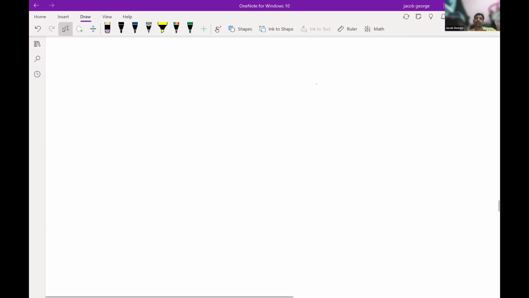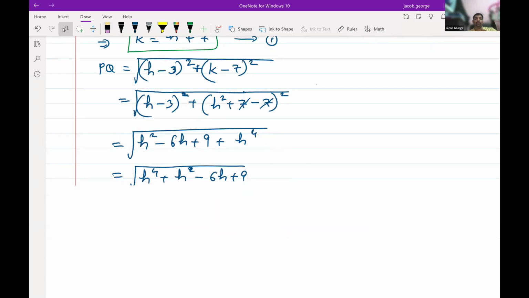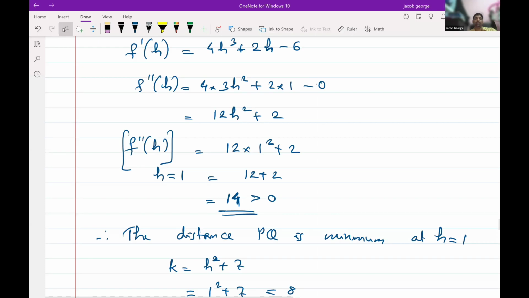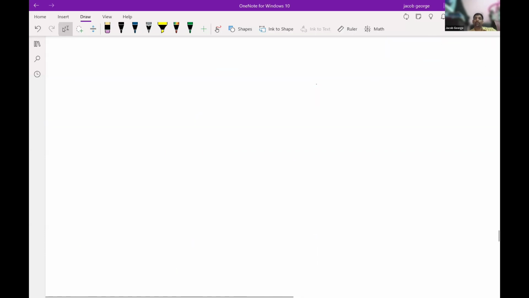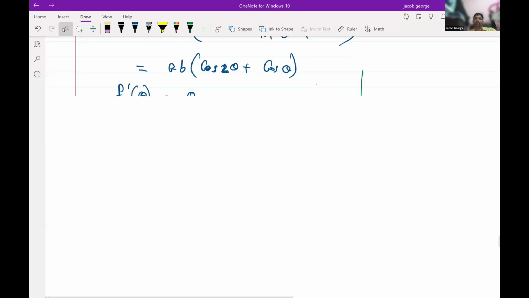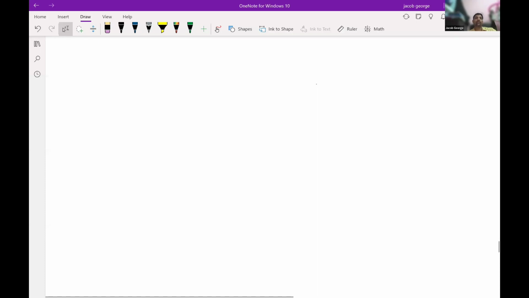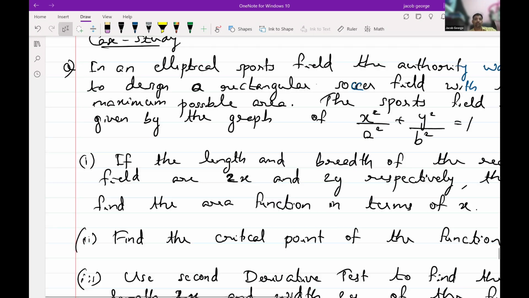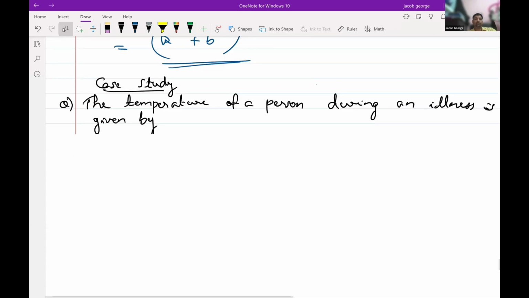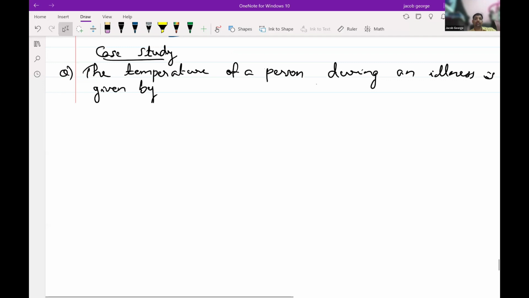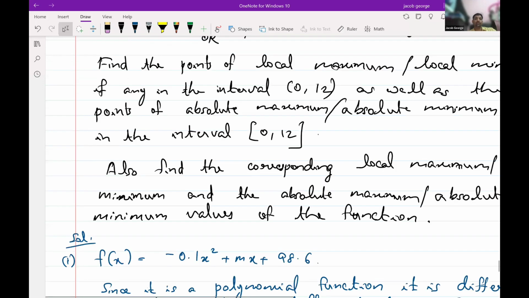Case study questions are there of this chapter. That also we have done. Very important case study questions of this chapter. So please refer to the notebook properly. Many questions we have done in the notebook. Maximum, minimum also, most of the derivations we have done. So I'm not going to the derivations. All of you have to practice it very well. Yes, like this case study we have done. And then MCQs also there.